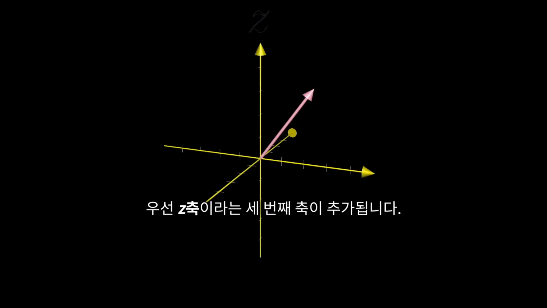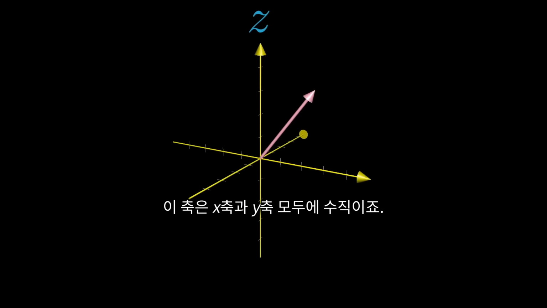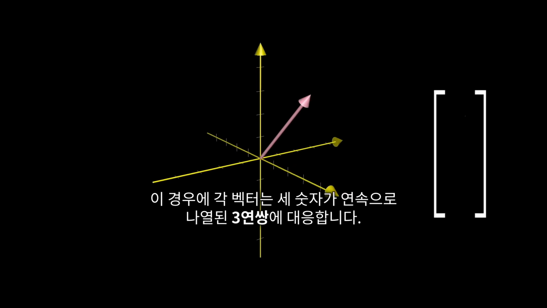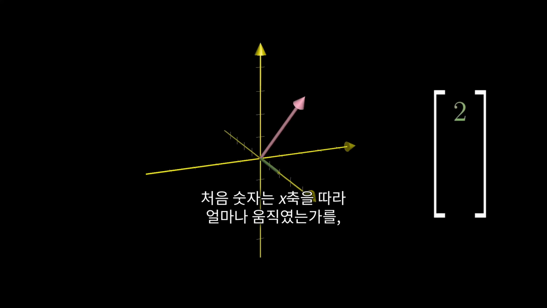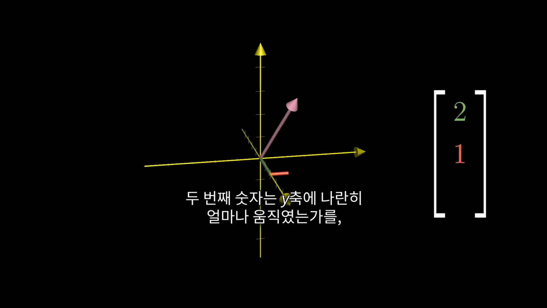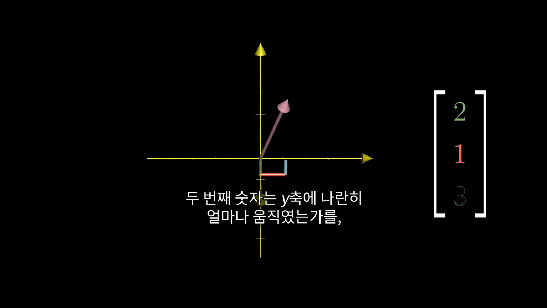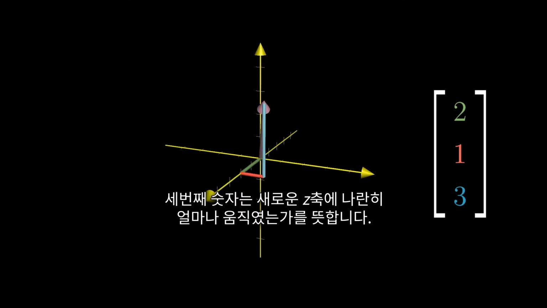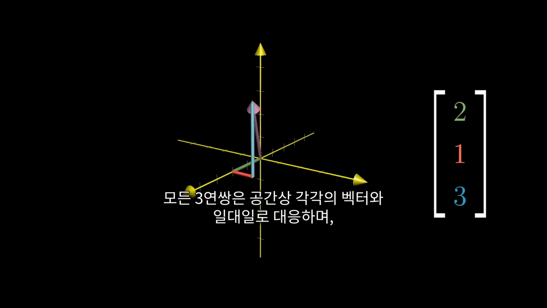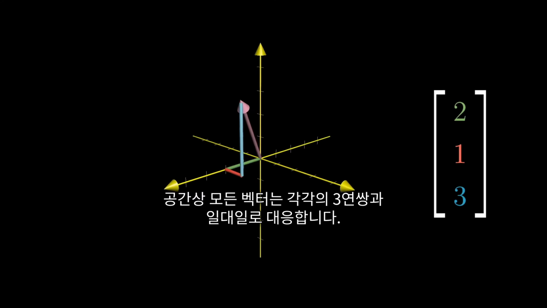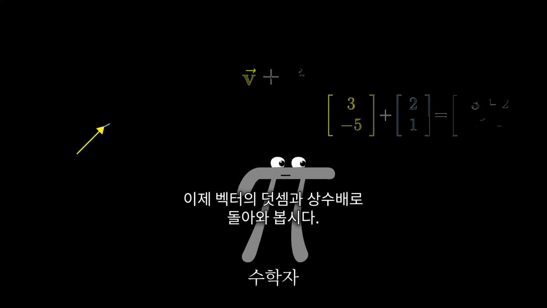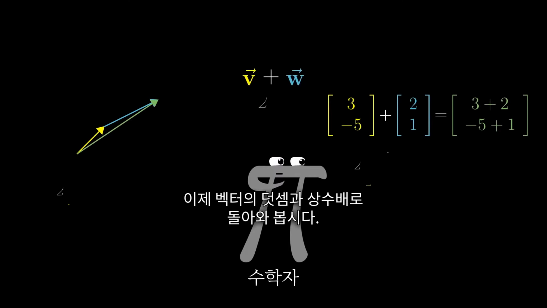Well, you add a third axis, called the z-axis, which is perpendicular to both the x and y axes, and in this case, each vector is associated with an ordered triplet of numbers. The first tells you how far to move along the x-axis, the second tells you how far to move parallel to the y-axis, and the third one tells you how far to then move parallel to this new z-axis. Every triplet of numbers gives you one unique vector in space, and every vector in space gives you exactly one triplet of numbers. Alright, so back to vector addition and multiplication by numbers.